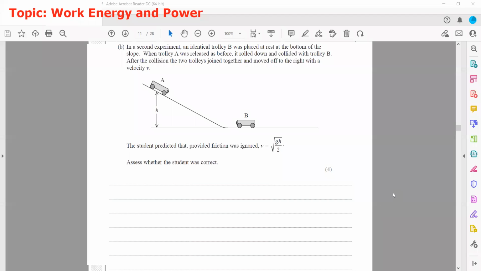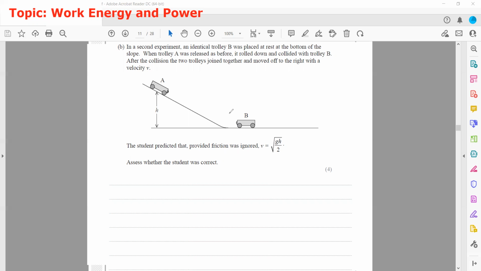So this is the second part of the question. In the second experiment, an identical trolley B was placed at rest at the bottom, and when trolley A was released as before, it rolled down and collided with trolley B. After the collision, the two trolleys join together and move off to the right with a velocity v.